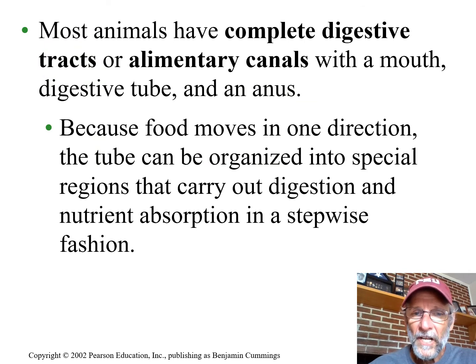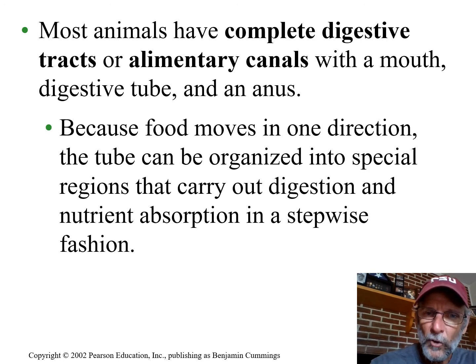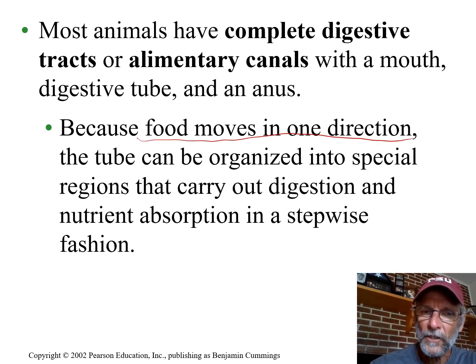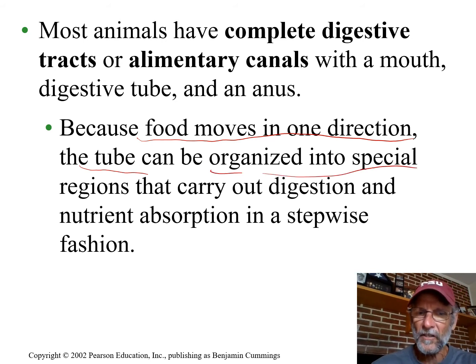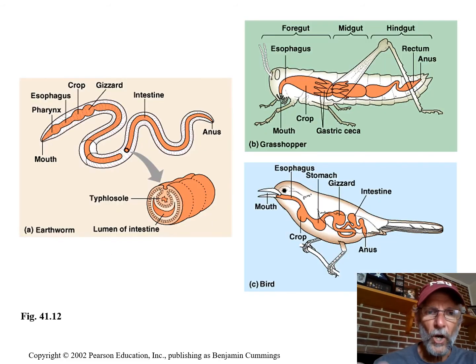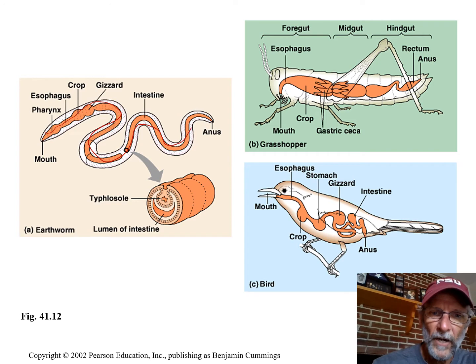But things like you and I have a complete one-way digestive tract. Alimentary canal is another word for that. Simply gut is another word for that. And being able to keep food moving in just one direction allows for different parts of that tube to become specialized into things like stomach, small intestine, and so on. So here we have all these different kinds of animals that have this one-way digestive tract, right?